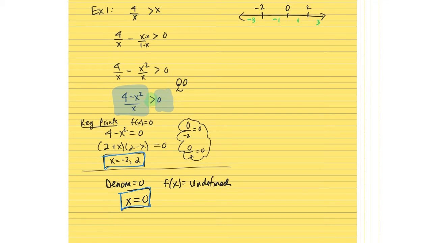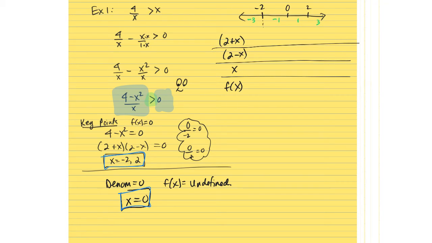Okay, so I'm going to just look at the numerator, and since I factored, I can actually just do the factors of the numerator. So we would have 2 plus x, 2 minus x, and x. And then we're going to do our entire function. Okay, so let's look at all those. Now the way this works is I'm looking at those sections in between my key points. So I like to do some dotted lines down here to remind myself.